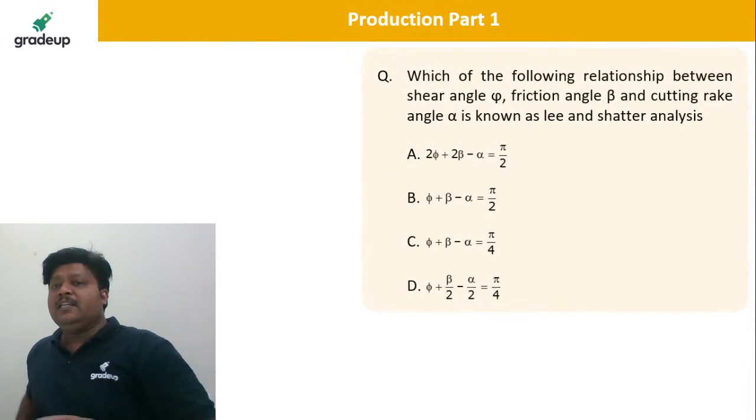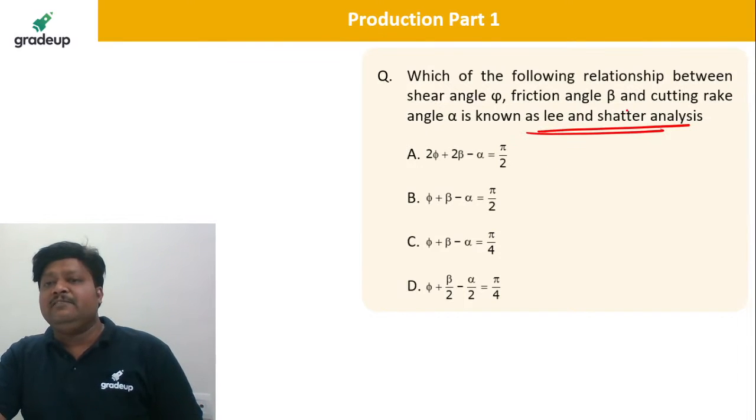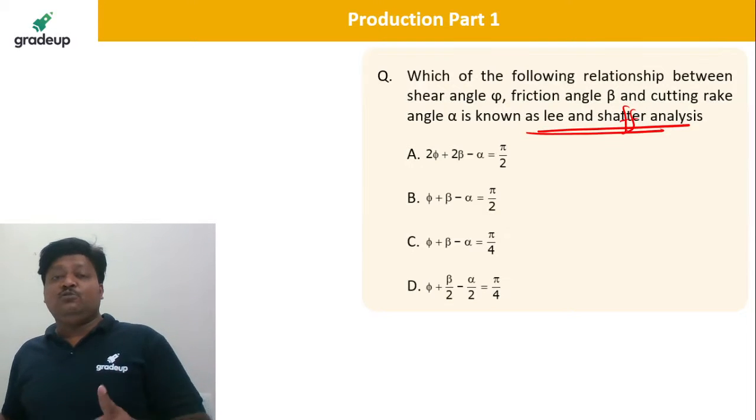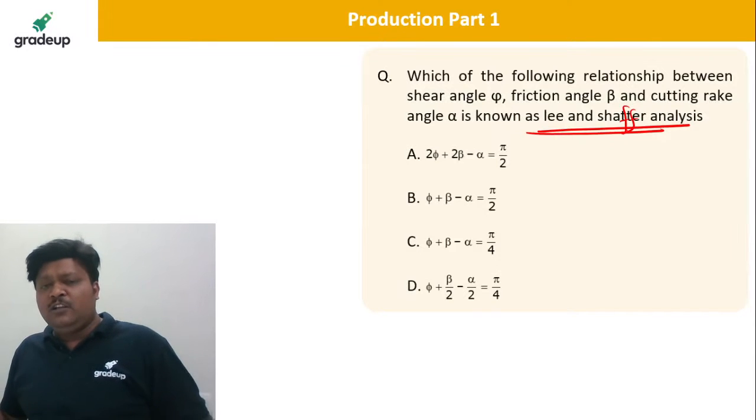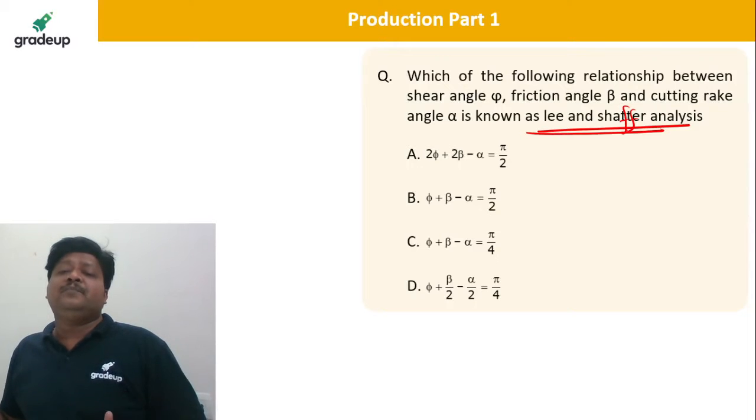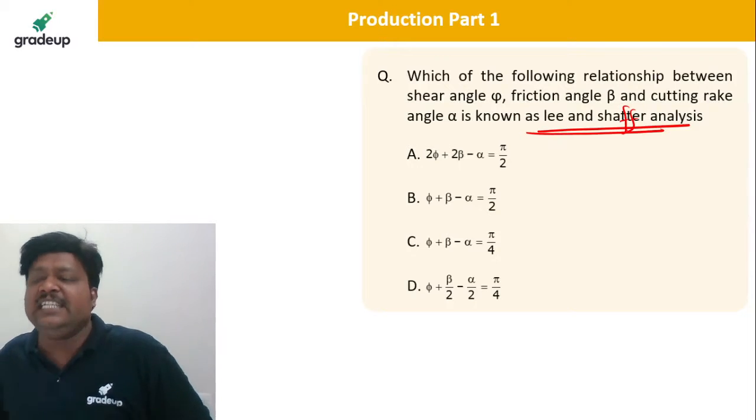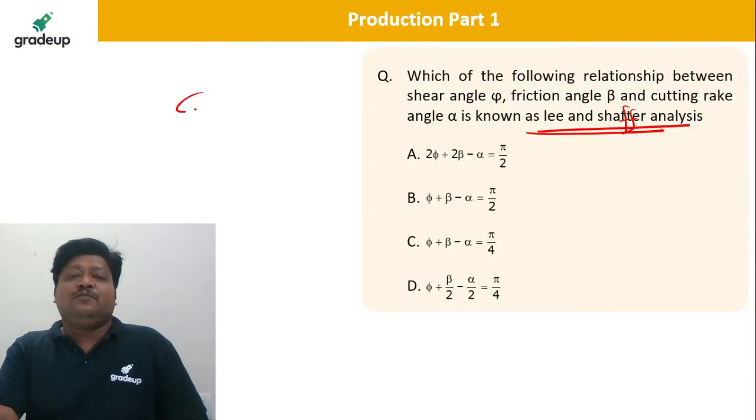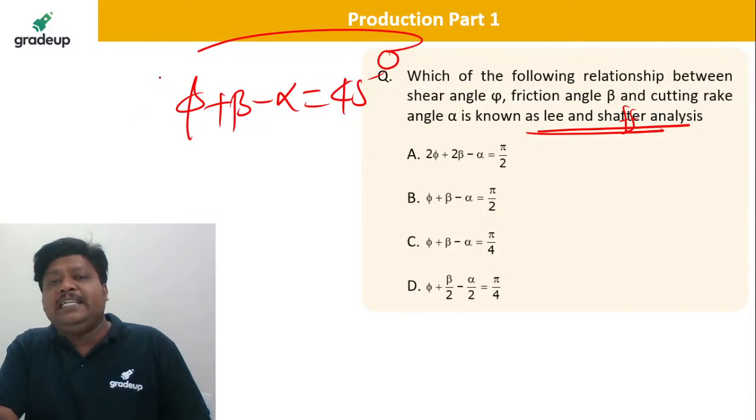Now tell me, what is the correct relation for the Lee and Shaffer theory, the Lee and Shaffer analysis? Dear students, a 1 mark question can be asked, which was asked in the ISRO: which one of the following theories is based upon the slip line methodology or the plastic deformation criteria? So dear, this is the Lee and Shaffer theory, which says phi plus beta minus alpha is equal to 45 degrees.